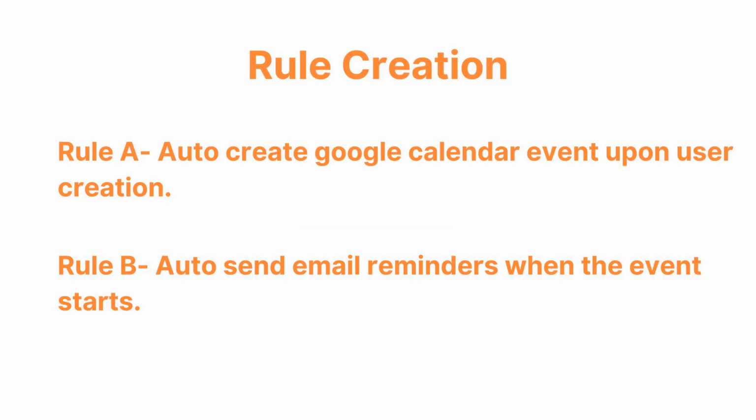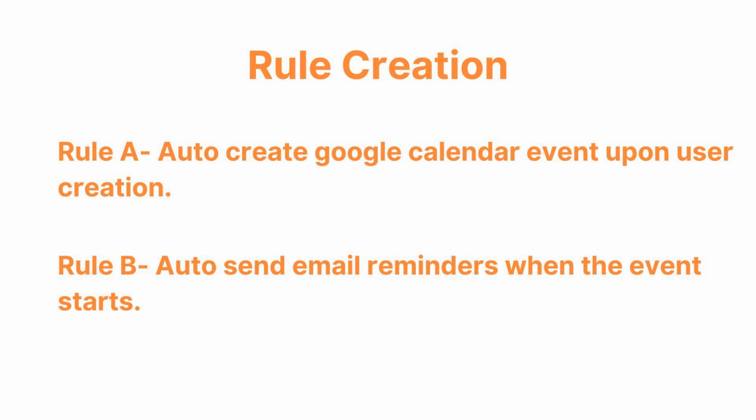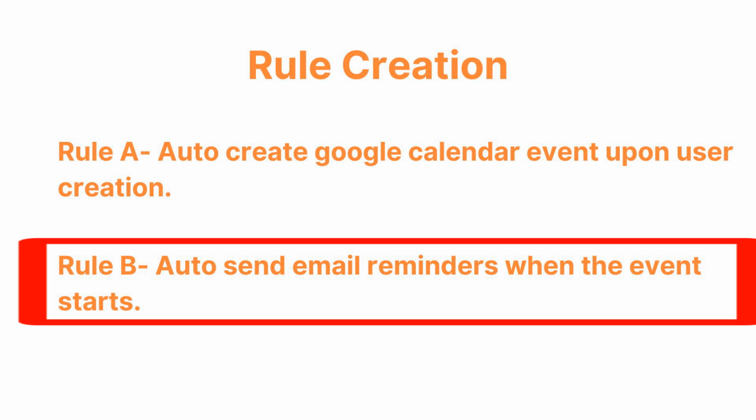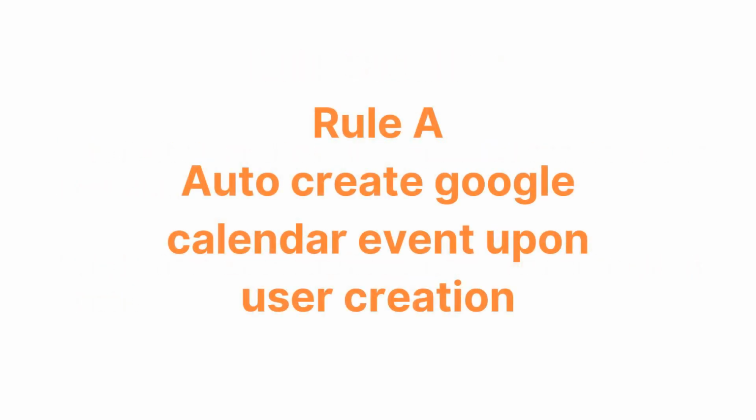We will divide this process into two rules. In Rule A, we will auto-create a calendar event that will start after 3 days of user creation. In Rule B, we will auto-send a reminder email to the newly created user when the event starts. Rule A auto-creates a Google Calendar event upon user creation.